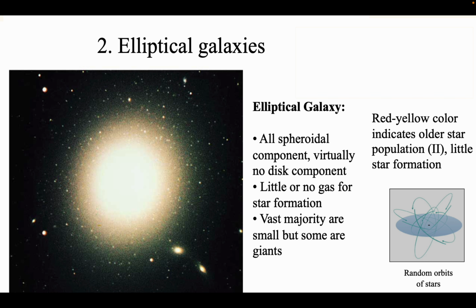The vast majority of elliptical galaxies are small, but a few giant elliptical galaxies have been found. Elliptical galaxies have a red or yellow color. The red and yellow color comes from low mass stars, the older stars. So elliptical galaxies have an older stellar population and little star formation. And in an elliptical galaxy, the orbits of the stars are also random.